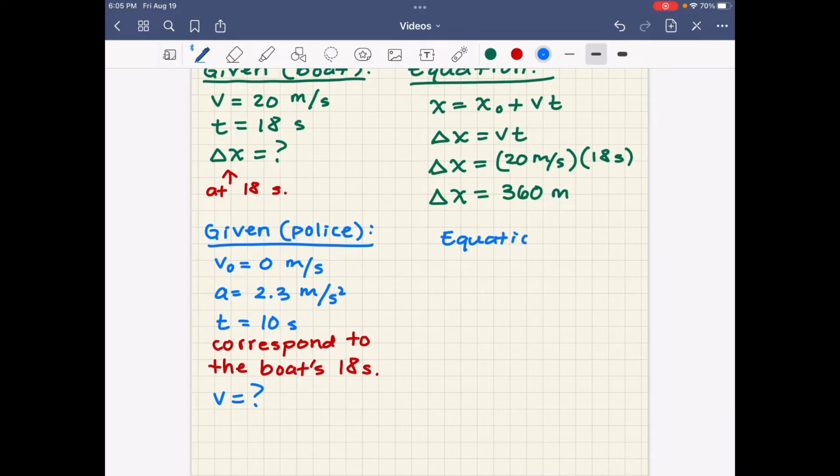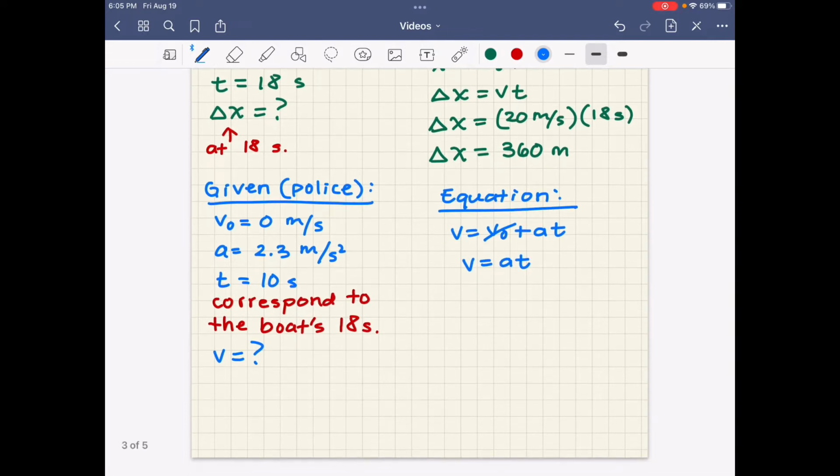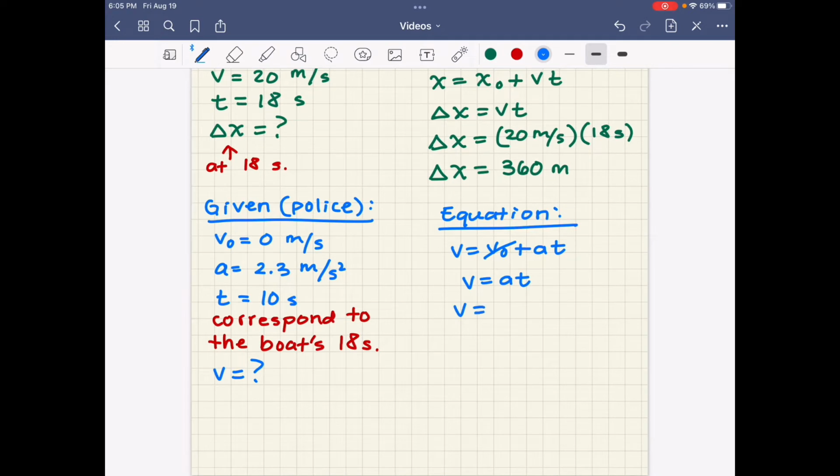Equation, okay. We have velocity final equals velocity initial plus acceleration multiplied by time. Well, velocity initial is 0, so this cancels. So this simplifies to just v equals acceleration, which is 2.3 meters per second squared, multiplied by 10 seconds. So his velocity is 23 meters per second.